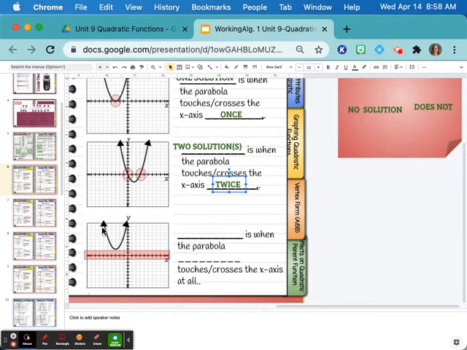And the last one, see how this parabola is floating above the x-axis? It can also float below it going the opposite way. But when that happens, we have no solution. There are no x-intercepts. So no solution is when the parabola does not cross or touch the x-axis at all.